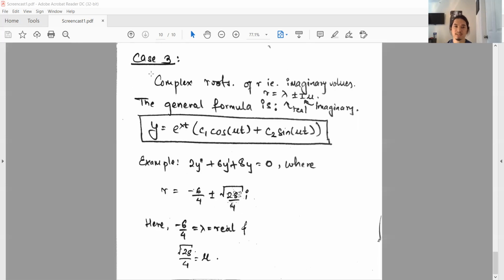And for the third case, we get complex roots of r, that is imaginary values, r equals lambda plus i mu. The general formula is this one right here. And let's take an example, 2y double prime plus 6y prime plus 8y equals 0. After solving, we get r equals minus 6 over 4 plus or minus root 28 i over 4. Here minus 6 over 4 is the real part, this one right here, and root 28 over 4 is the mu right here, which we can plug in right here.